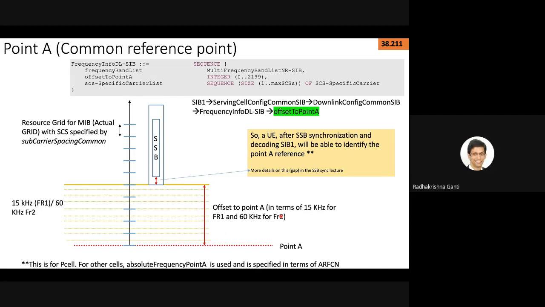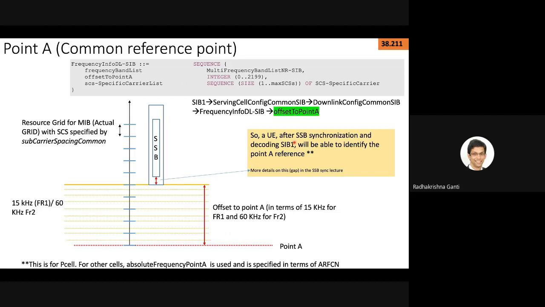Okay, does this make sense? Yeah. Okay, so as usual, I put the IE that is there, and I also put the sequence of IE. In SIB1 there's something called serving cell config SIB. In that there's something called downlink config com and SIB. In that there's frequency info downlink SIB, and then that is the offset to pointing.